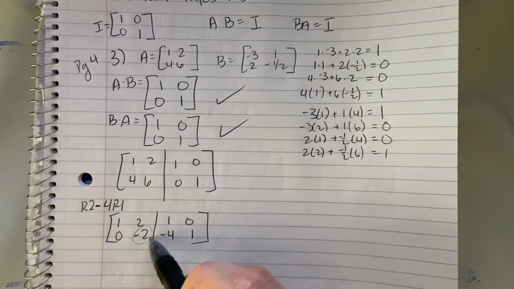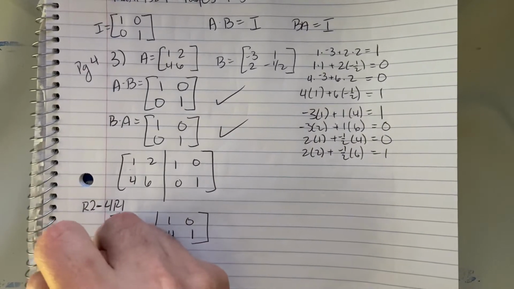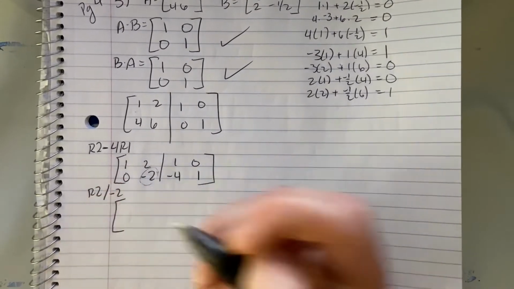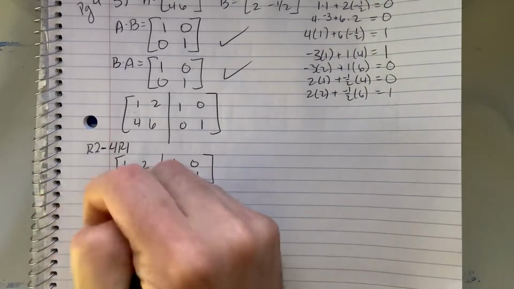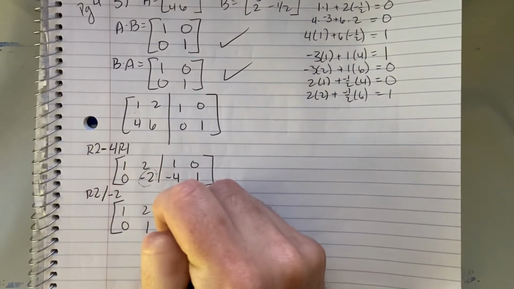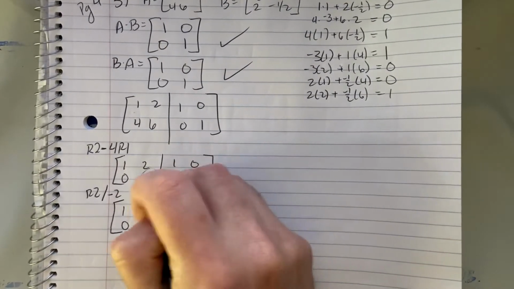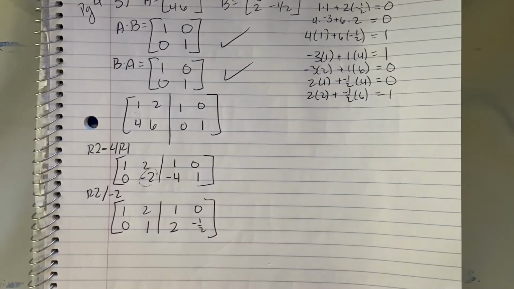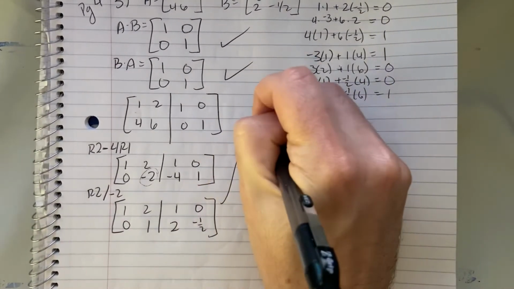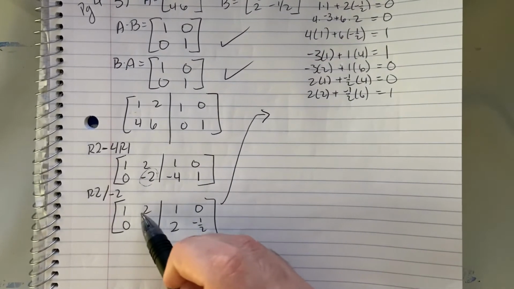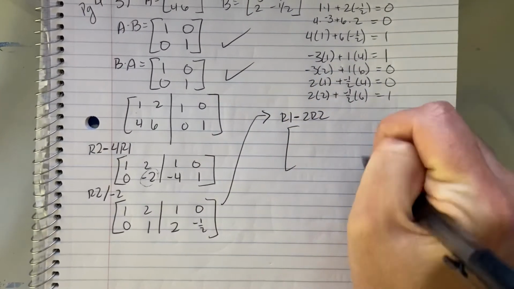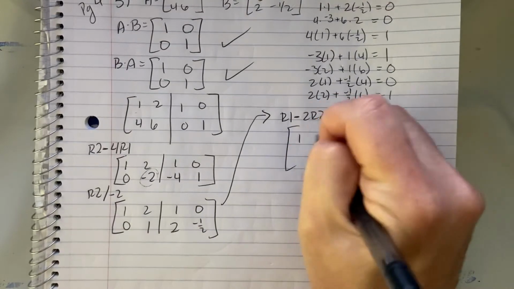Now I need to turn this number into a 1. So now I need to take row 2 and divide it by -2. So again, the first row is not going to change. This becomes 0, 1. -4 divided by -2 is 2. 1 divided by -2 is -1/2. And then the last thing I have to do is 0 out this number, 2. So I need to take row 1 and subtract 2 row 2s. That should get me to 1, 0, 0, 1.